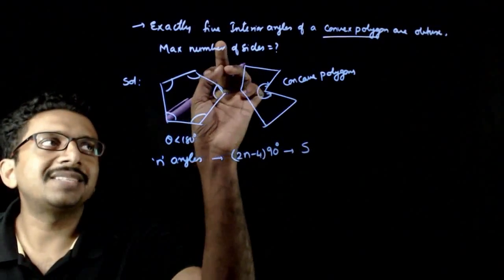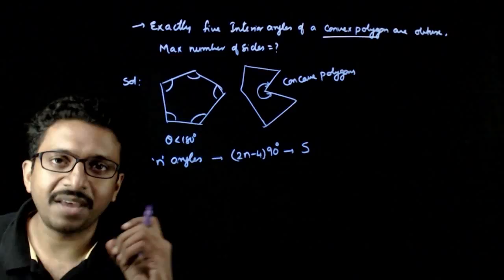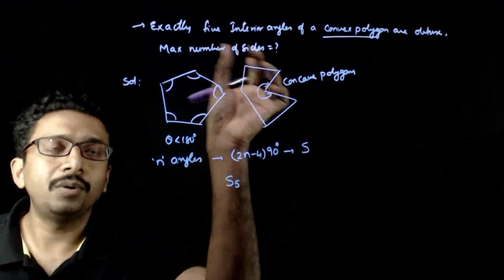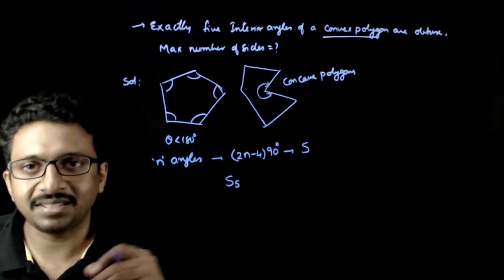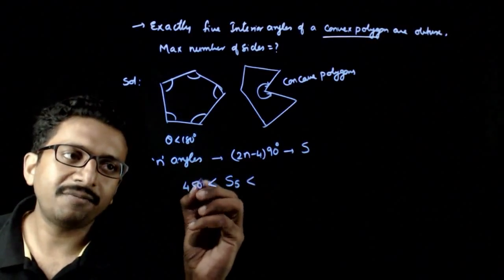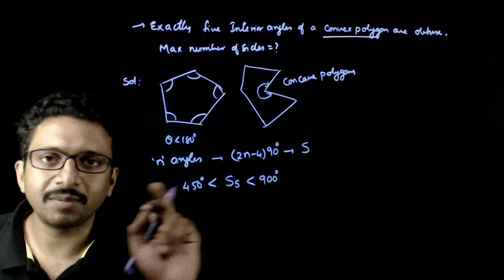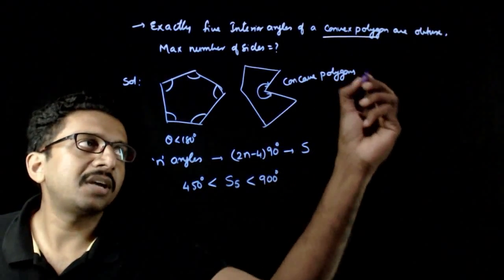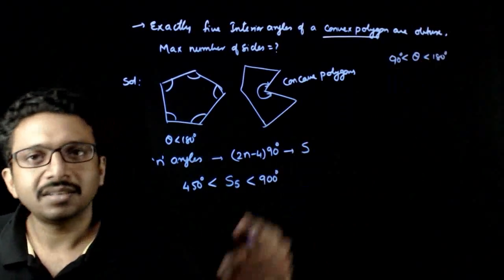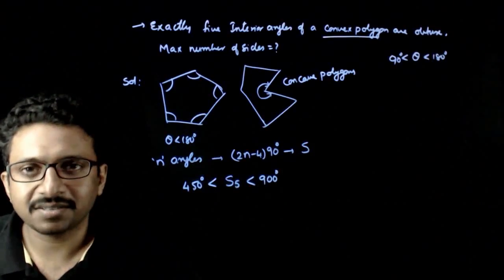Now according to the given information, exactly 5 angles are obtuse. Let us call the sum of those 5 angles S5. Because an obtuse angle is greater than 90 and less than 180, if you add 5 obtuse angles, the sum will be greater than 90 times 5, which is 450 degrees, and less than 180 times 5, which is 900 degrees. So the sum will lie between 450 and 900 degrees.